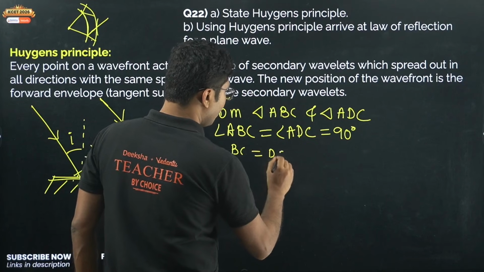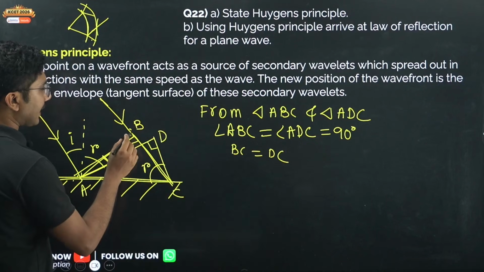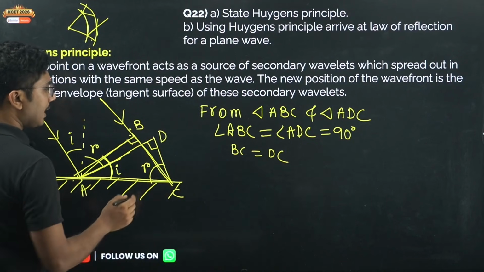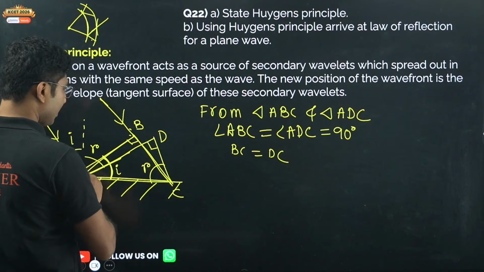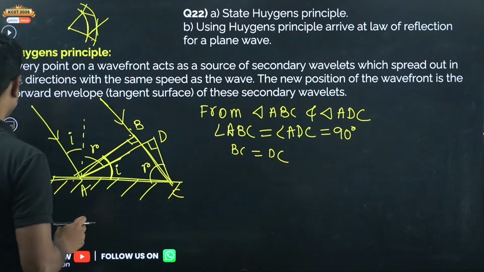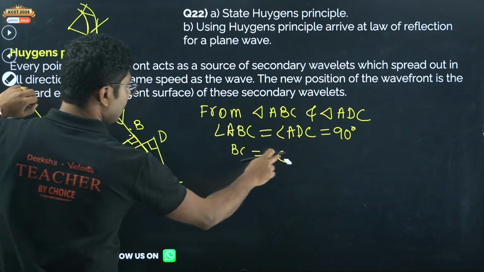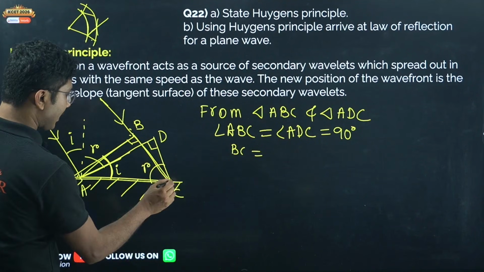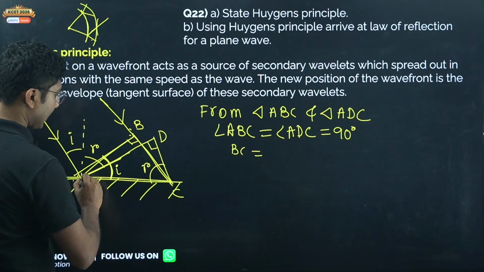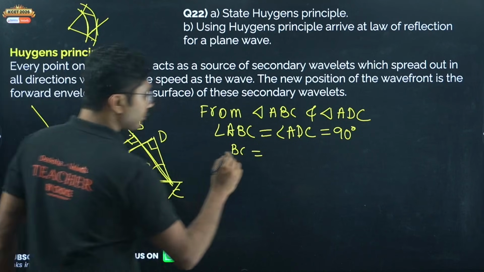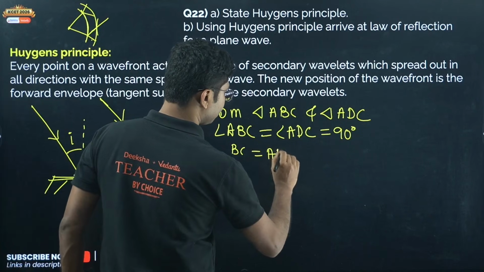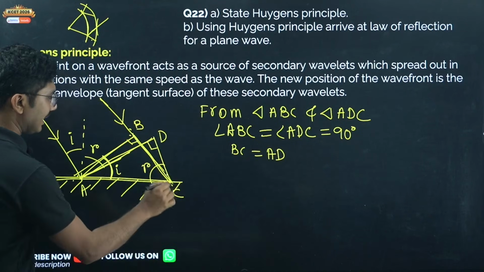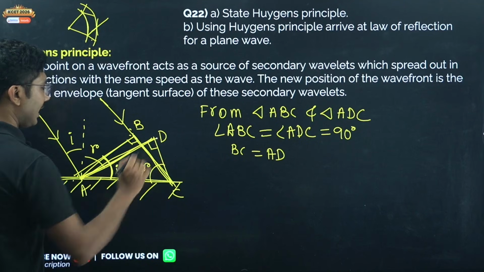Why so? Because the time taken by the light to reach from B to C is same as, sorry, not DC, my mistake. The time taken by the light to reach from B to C is same as the time taken by the light to reach from A to D. Okay, so BC equals AD.